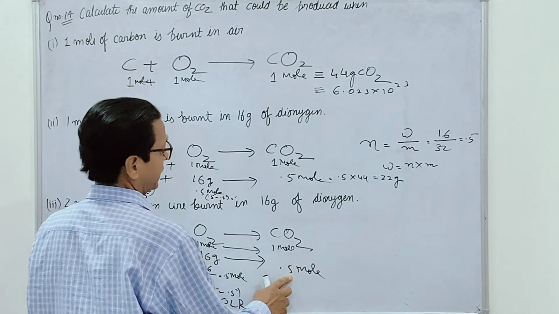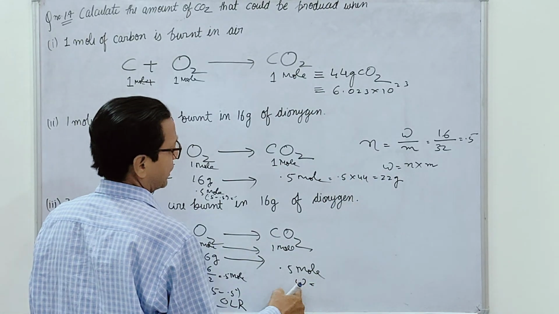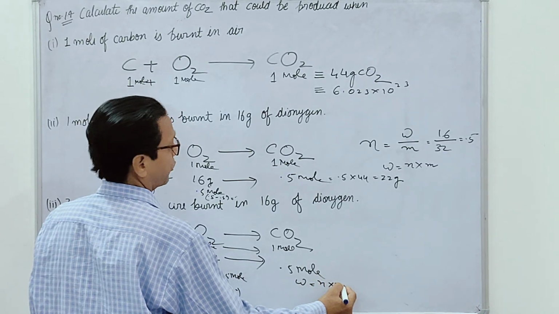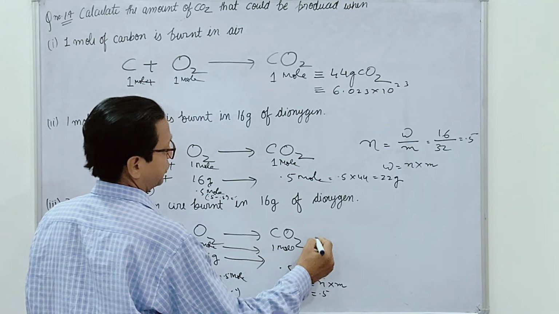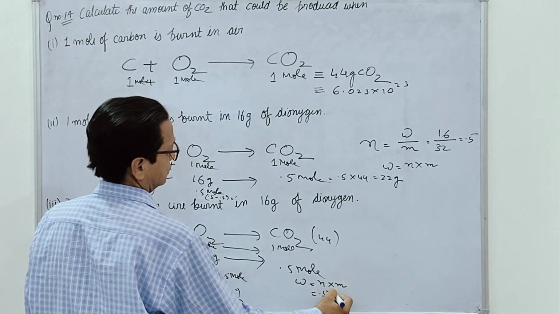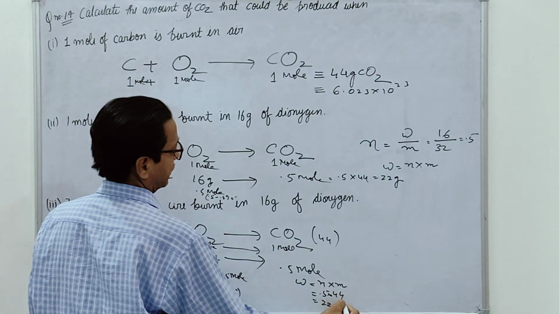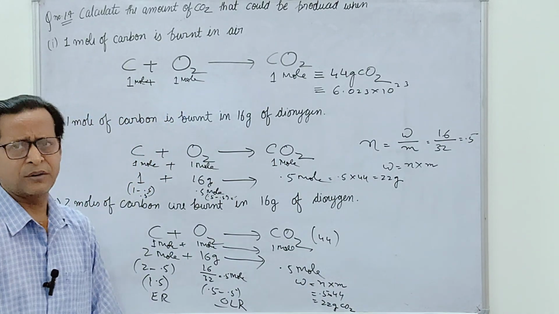And this mole can be converted into gram. We have to use this formula, W: mass of any compound in gram is equal to number of moles into molar mass. Number of moles is 0.5, and molar mass of CO2 is 44. So you will get 22 gram of carbon dioxide. 0.5 mole of CO2 or 22 gram of carbon dioxide.